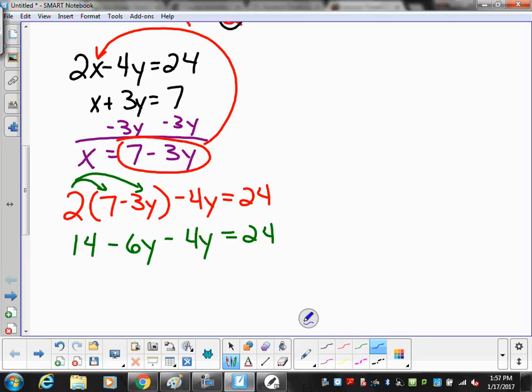So combine like terms, that's the negative 6y minus 4y, which is negative 10y. Equals 24. I had a few people earlier that were kind of confused on the negative 6y minus 4y being negative 10y. If you're still struggling with that, then just in your calculator put negative 6 minus 4 and see what your answer is. And then leave the y with it in your answer.